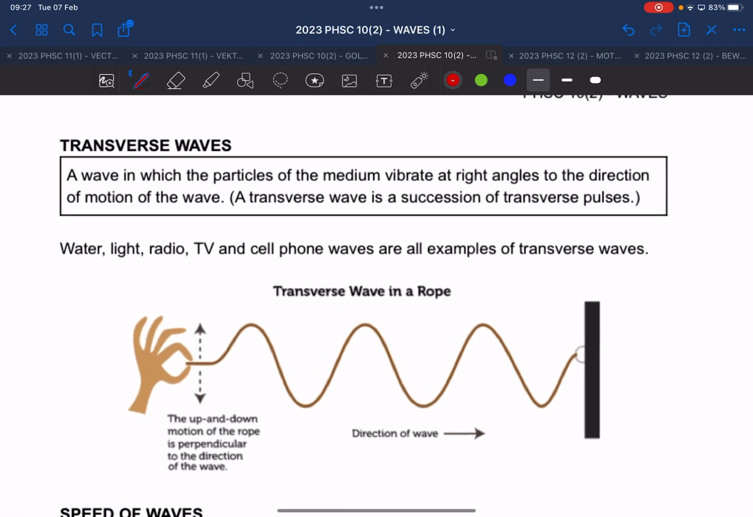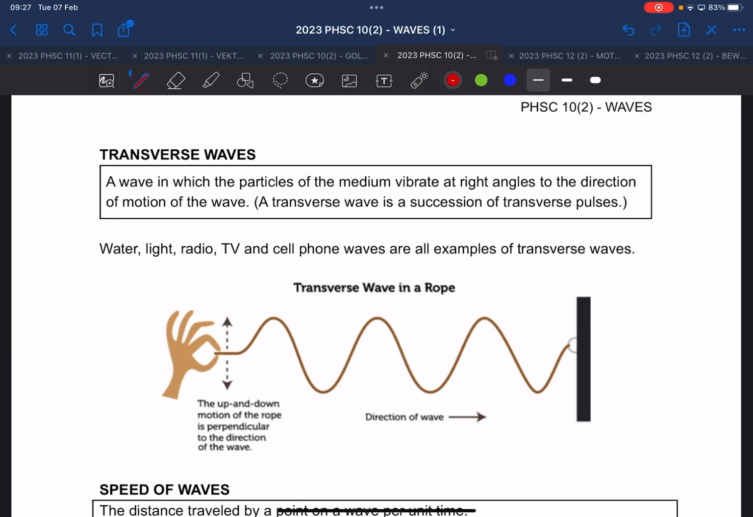Alright. Then we're going to look at the next concept. There's a transverse wave. So we had a transverse pulse. Now we're going to go to a transverse wave. What does that D stand for there? Definition. What do you know about definitions in the science class? Word for word. Okay, so what is a transverse wave? A wave in which the particles of the medium vibrate at right angles, or you can say perpendicular, to the direction of motion of the wave.